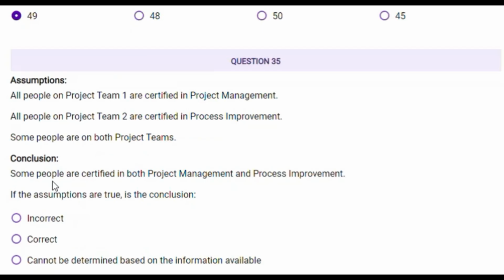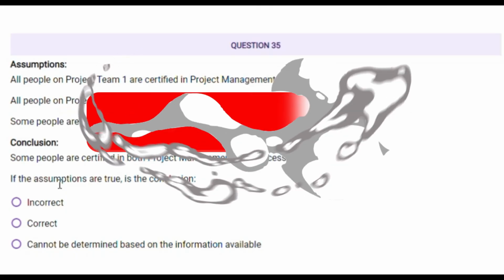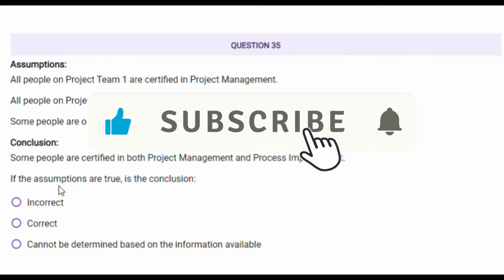Question number 35. Question, assumptions. All people on Project Team 1 are certified in project management. All people on Project Team 2 are certified in process improvement. Some people are on both project teams. Conclusion. Some people are certified in both project management and process improvement. Question, if the assumptions are true, is the conclusion incorrect? Correct. Cannot be determined based on the information available.